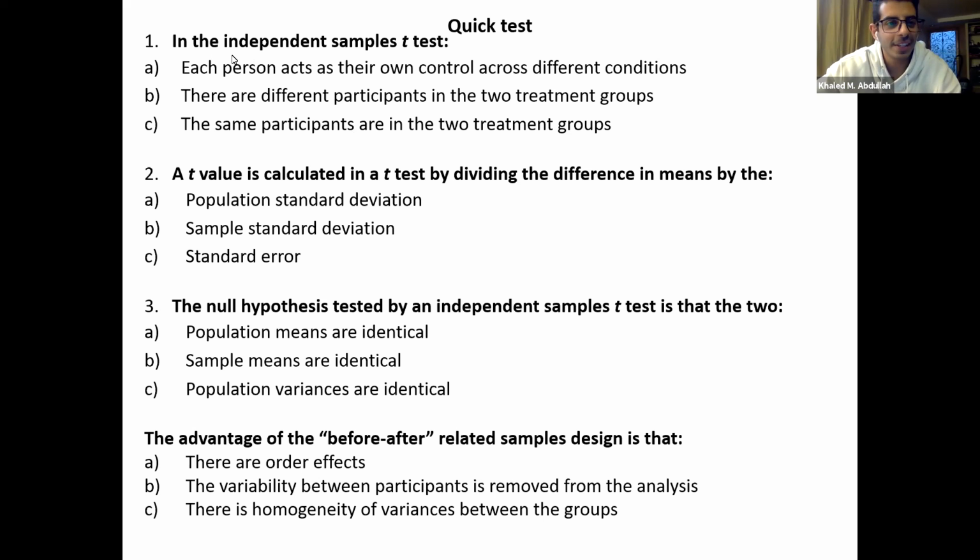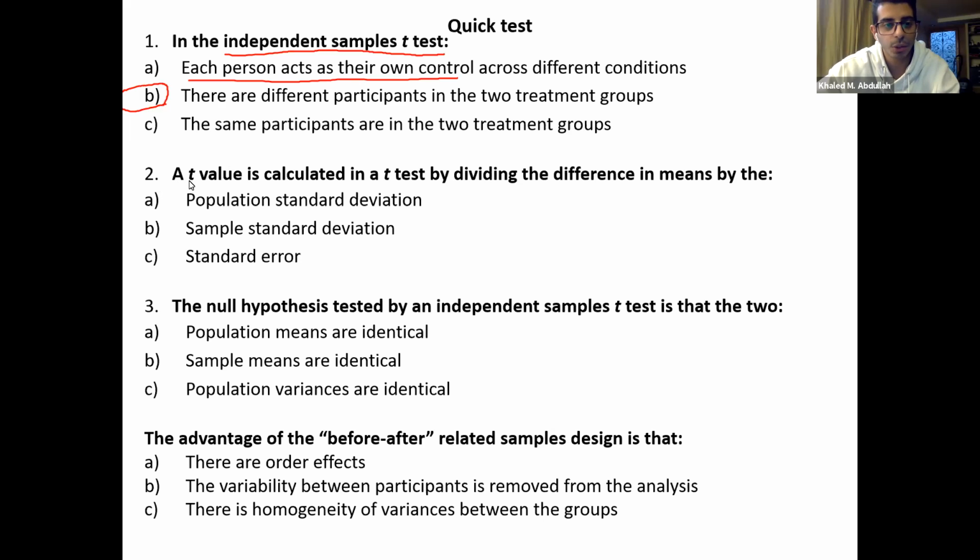So question number 1: in the independent samples t-test, remember, independent means that there's a person in one group and another, completely different person in another group. So A is not correct. Each person acts as their own control would be the dependent samples t-test. B, there are different participants in the two treatment groups, sounds right. The same participants in the two treatment groups is again the dependent samples t-test. So the answer should be B. Yeah, all of you are saying B.